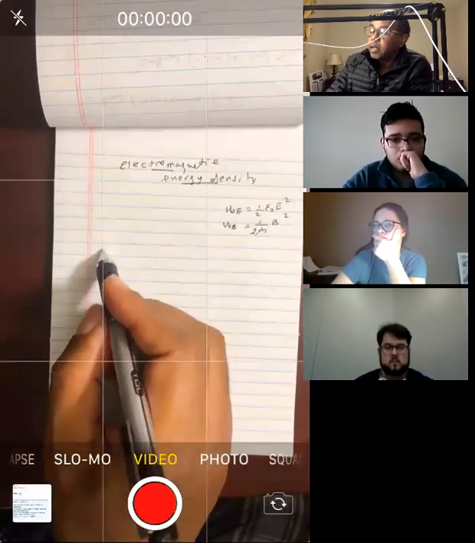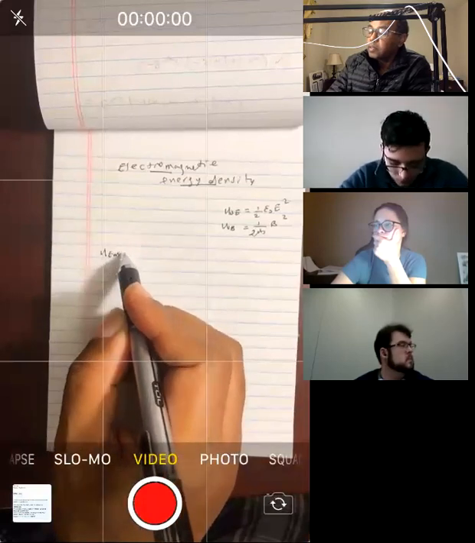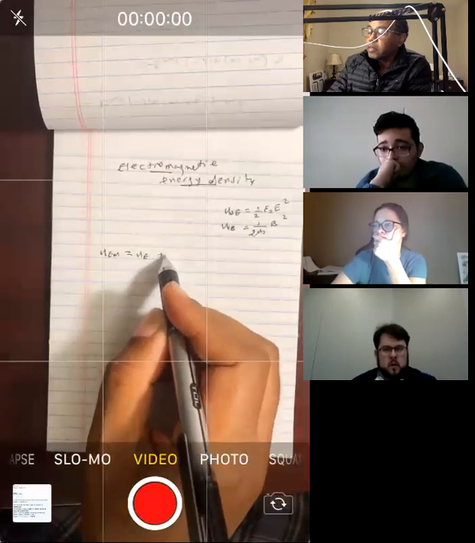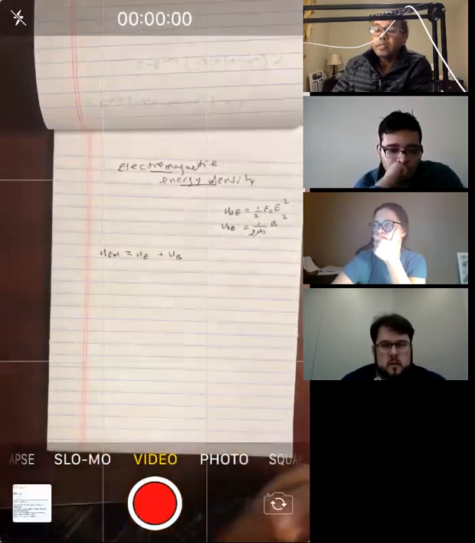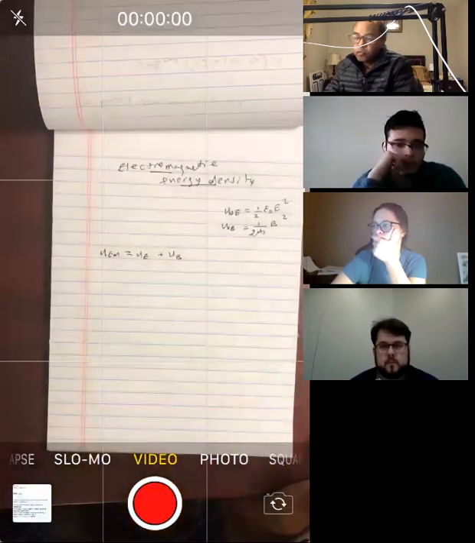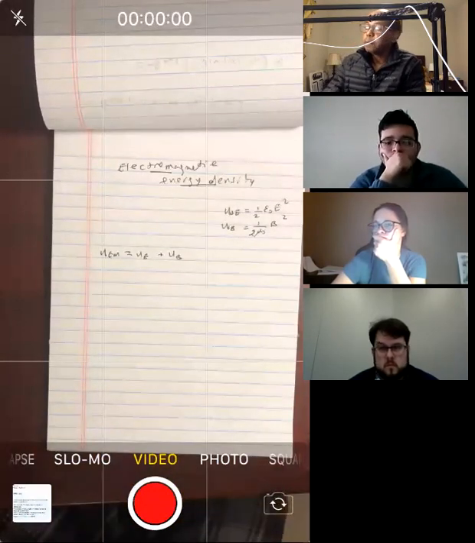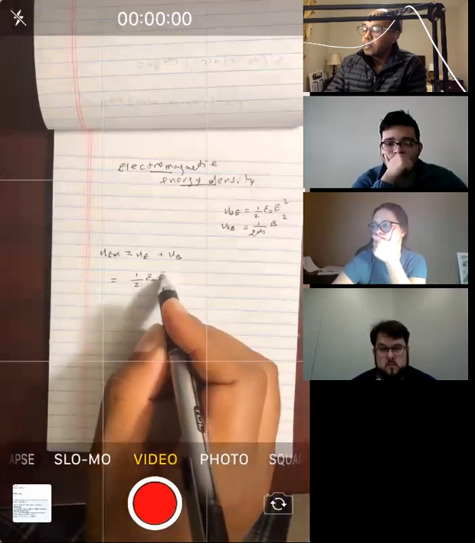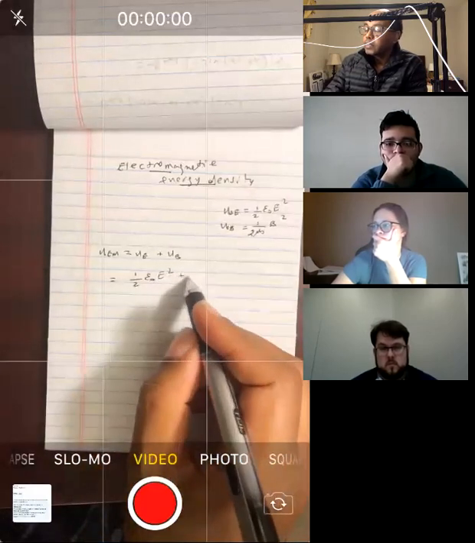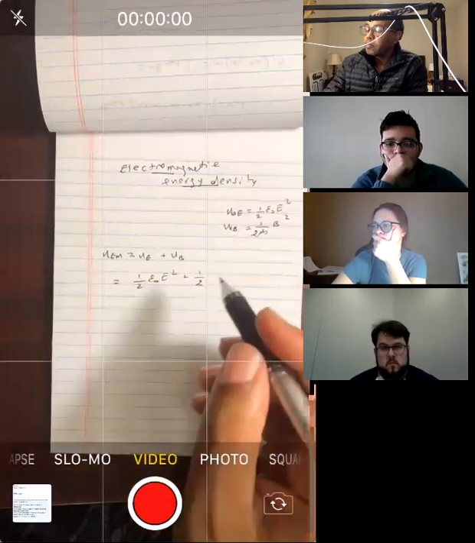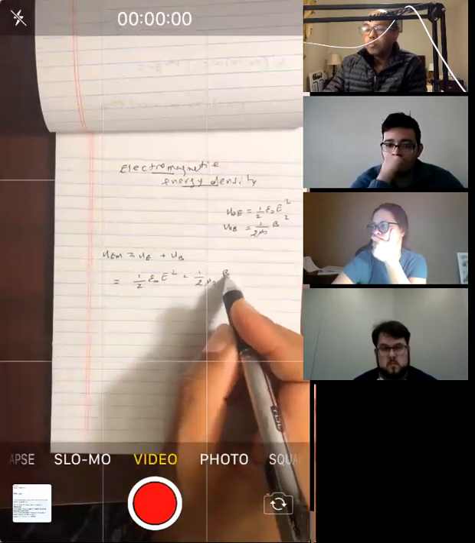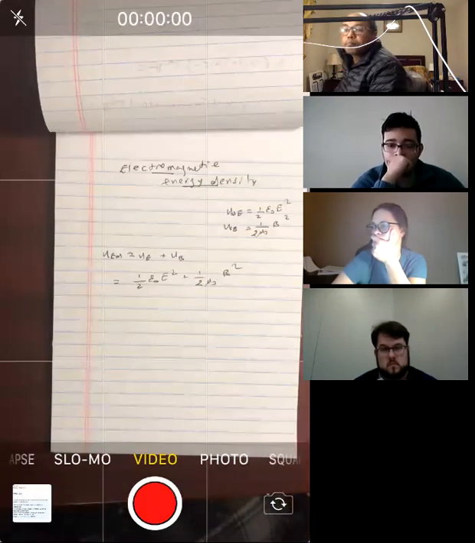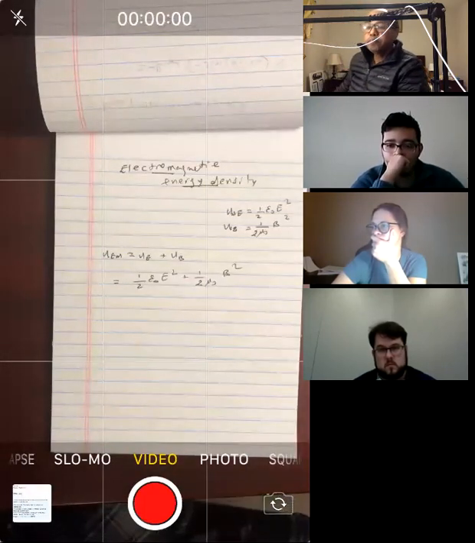So the electromagnetic energy density is simply the sum of electrical energy density plus magnetic energy density, that's it. If you've got both fields, just add both densities. So we have half epsilon E squared plus 1 over 2 mu naught B squared. This is the electromagnetic energy density, all right?